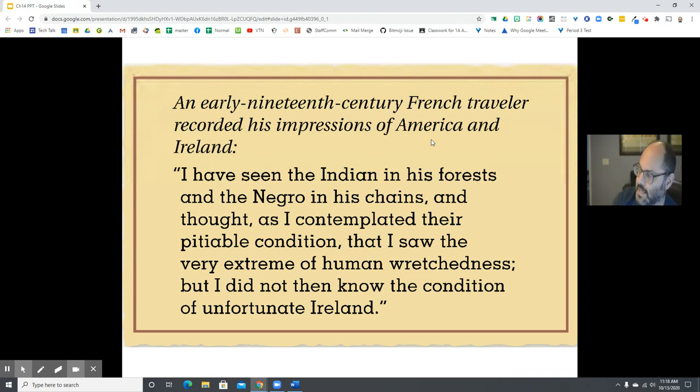I have seen the Indian in his forests and the Negro in his chains, and thought, as I contemplated their pitiable condition, that I saw the very extreme of human wretchedness. But I did not then know the condition of unfortunate Ireland.